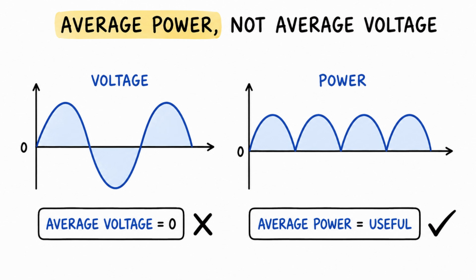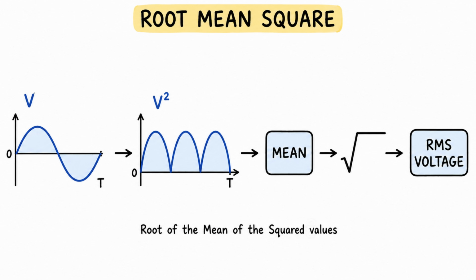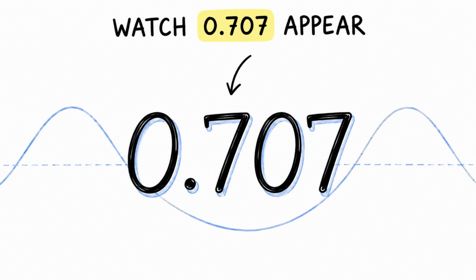This gives engineers a way forward. Instead of averaging the voltage directly, which gives 0, they decided to average the power. And since power is proportional to voltage squared, that is why they average the voltage squared. The average of the squared voltage over one full cycle gives a meaningful positive number. Then to get back to a voltage unit, they take the square root of that average. Root of the mean of the squared values, root mean square, RMS. Now let us do the mathematics and watch 0.707 appear.